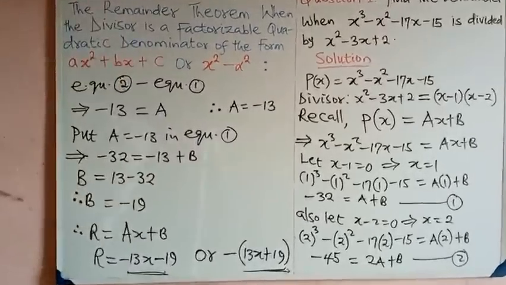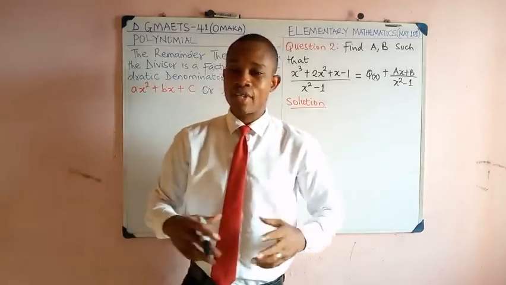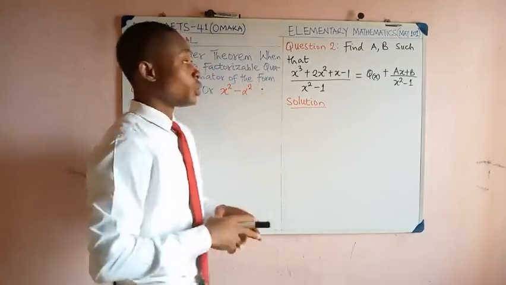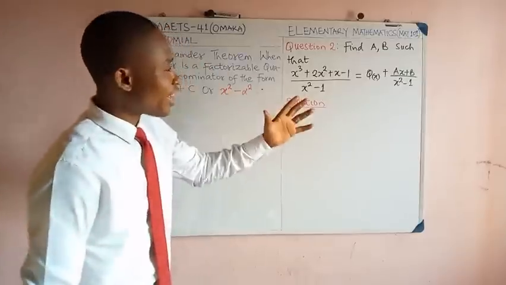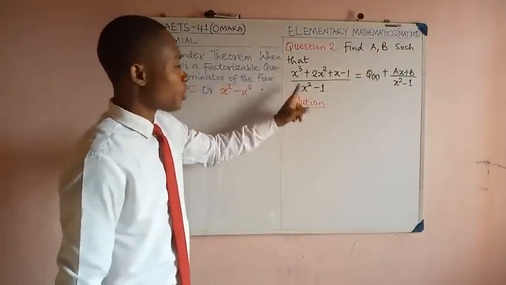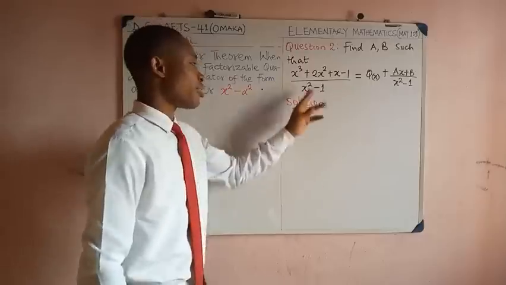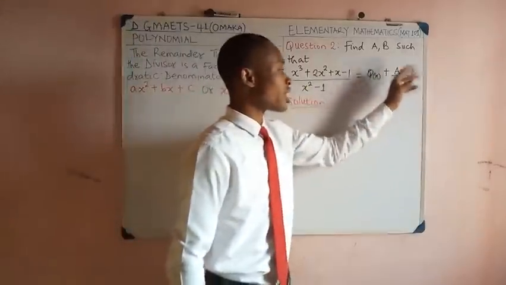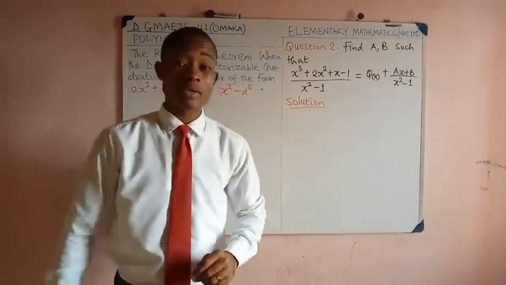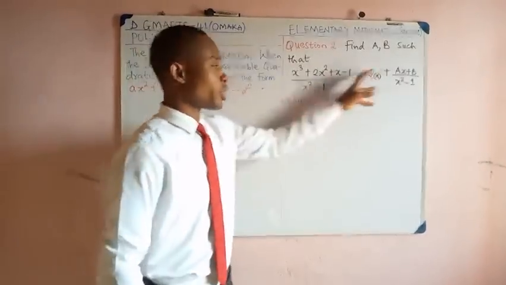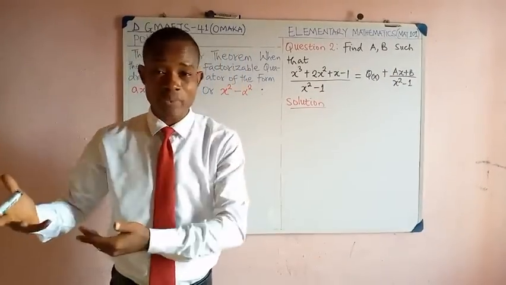We now have this next question on the board, and we will be pretty fast, okay? We have to find a, b such that x cubed plus 2x squared plus x minus 1 divided by x squared minus 1 is equal to q of x plus ax plus b all over x squared minus 1. Already, this expression is not new to us based on what we did previously, okay?